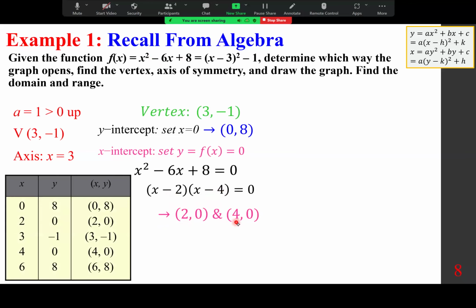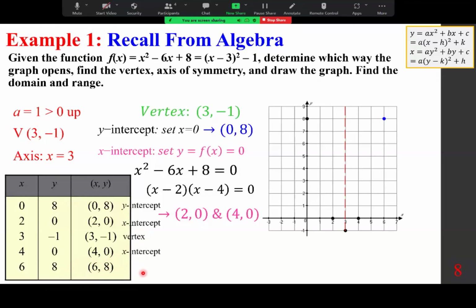Let's write the table of summary. Here's your y-intercept. Here's one of the x-intercepts. Here's the second one. Here's the location of the vertex, (3, negative 1). And here's another point. I'll discuss that in a moment. So you put those points in. You start with the vertex located at (3, negative 1). You put the y-intercept at (0, 8). You put the two x-intercepts at (2, 0) and (4, 0).